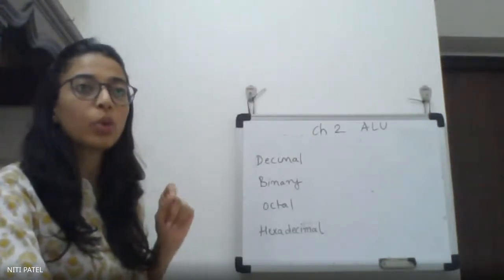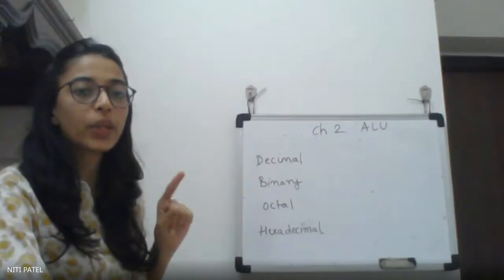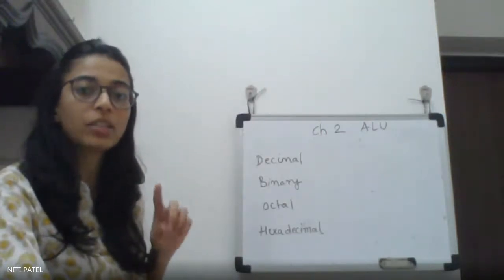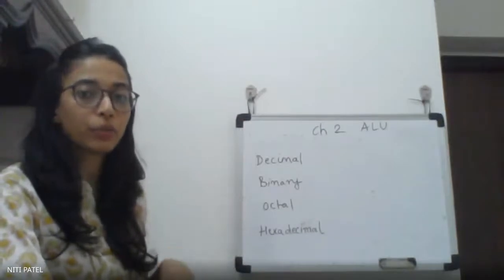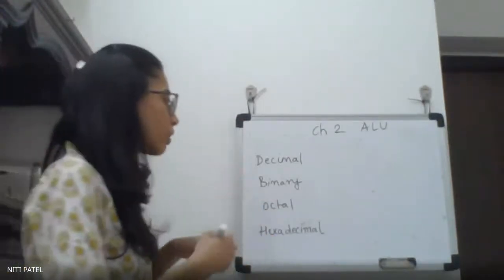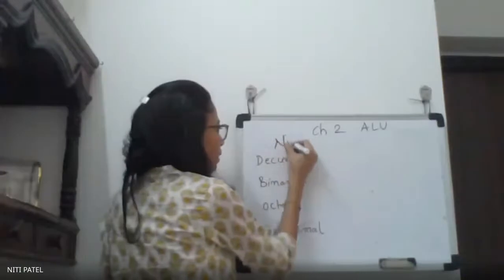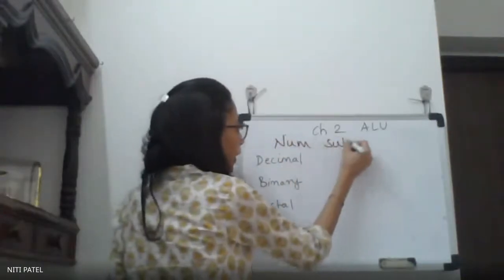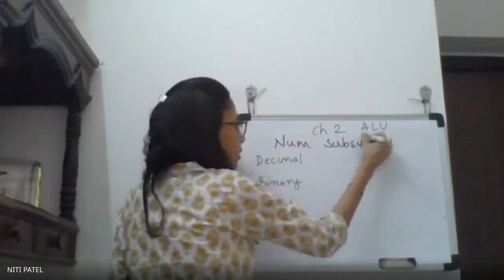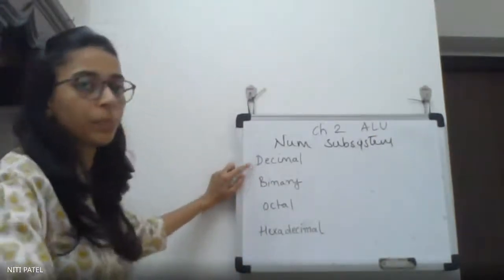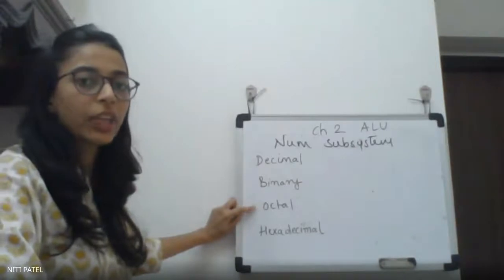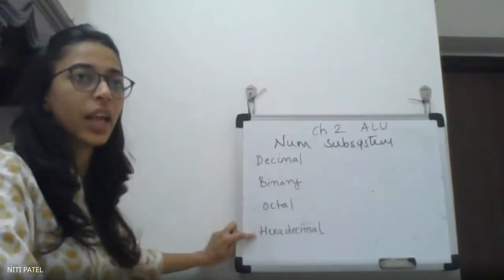Now what is your CPU going to understand? Only one language, which is the binary form, either 0 or 1. But we represent the data in many different forms. We call that representation the number system. So we have different number systems. First is the decimal number system, then we have binary, then we have octal, and the last is hexadecimal.